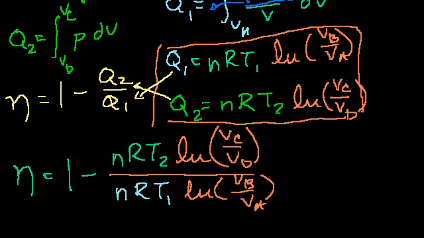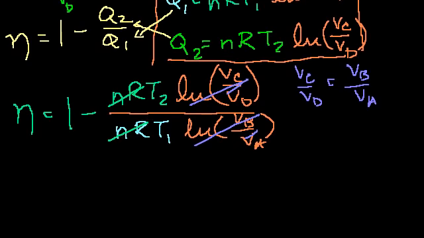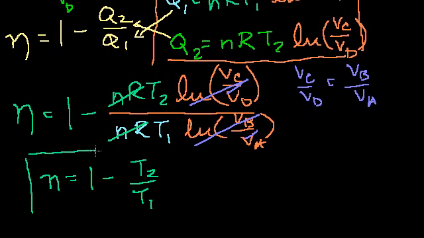Now, we can do a little bit of canceling. Obviously, the n and the R's cancel. Those cancel. And now we have these natural logs and all of that. But I had a whole video dedicated to show you that VC over VD is equal to VB over VA. Now, if we know that these are equal, then this is equal to this. So the natural logs of them are equal. So we can just divide. And what are we left with? We're left with the fact that efficiency can also be written as 1 minus T2 over T1 for a Carnot engine. For a Carnot engine.